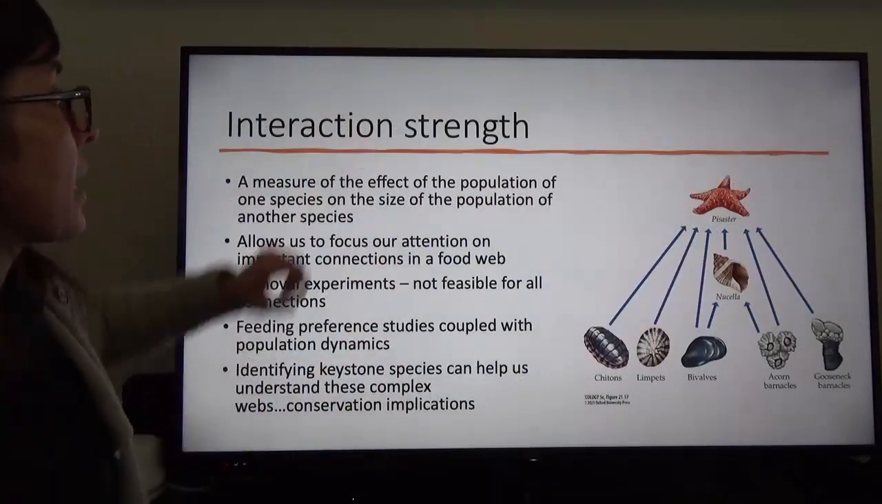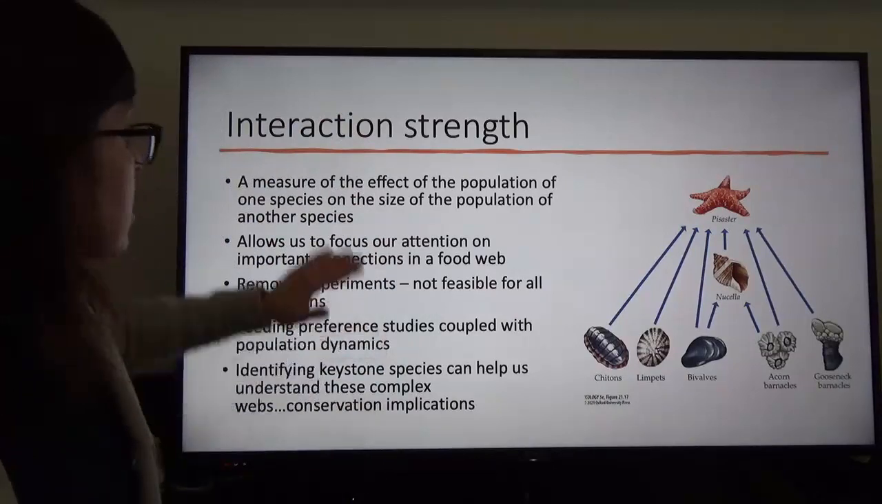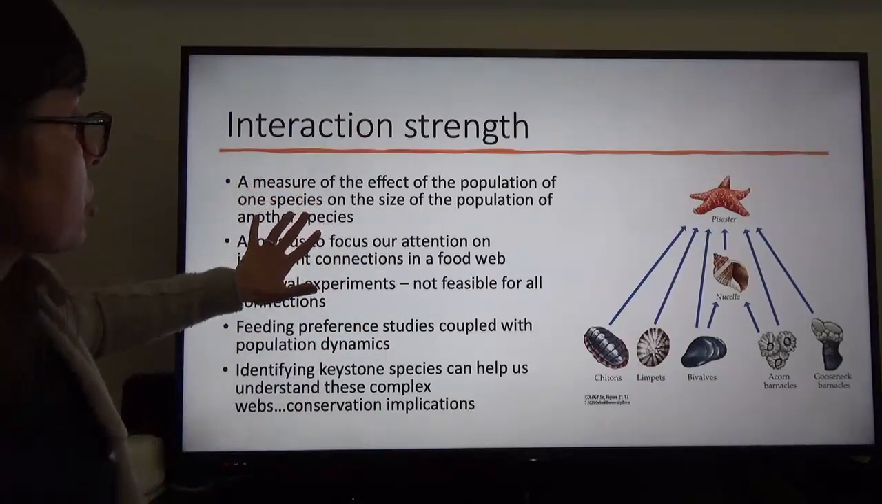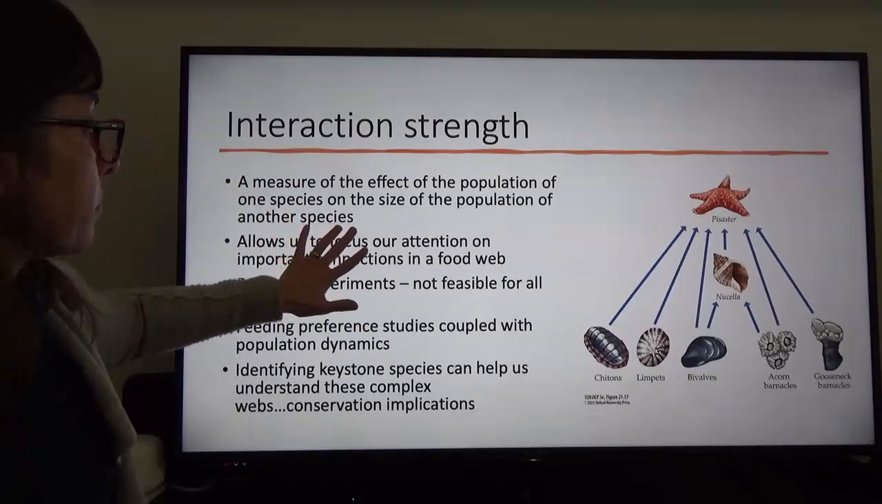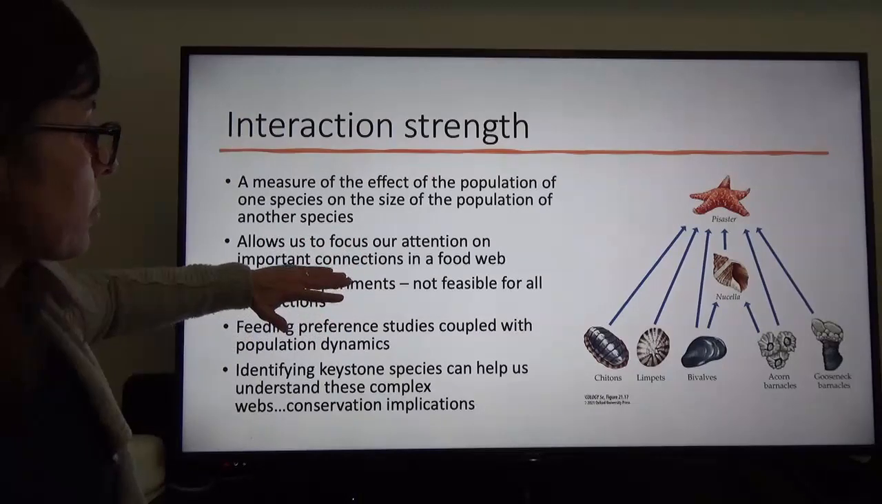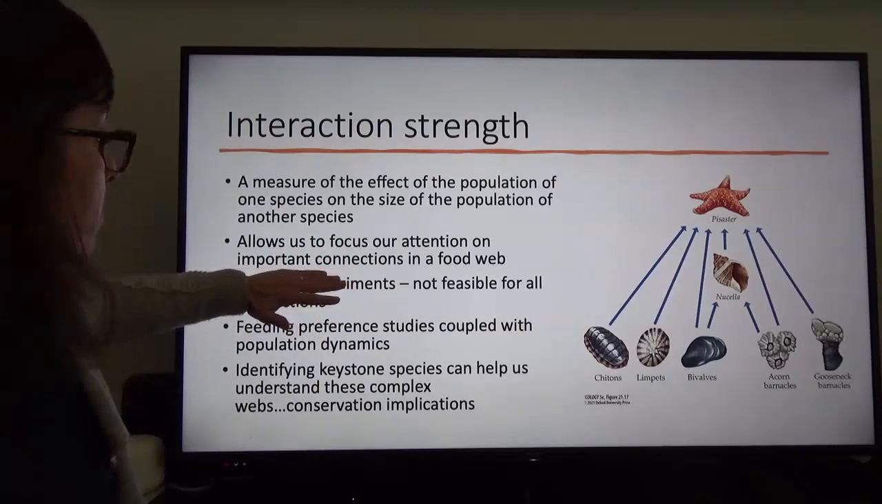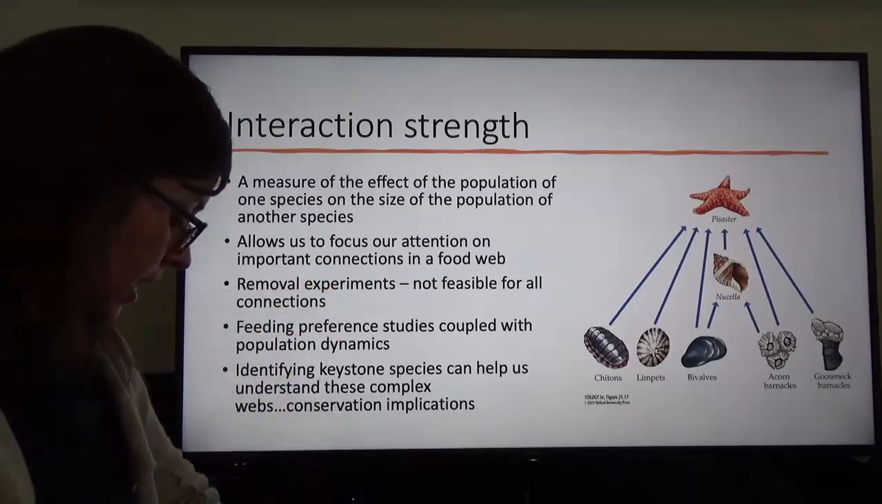And so this is where we get back again to this idea of interaction strength, okay? So a measure of the effect of the population of one species on the size of the population of another species. Identifying interaction strength is really important because it allows us to focus our attention on important connections in a food web, okay?